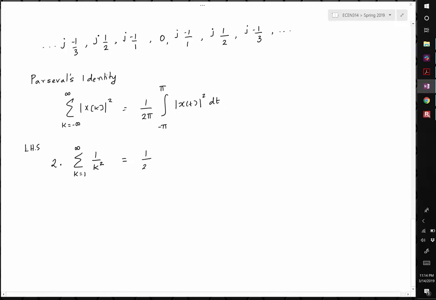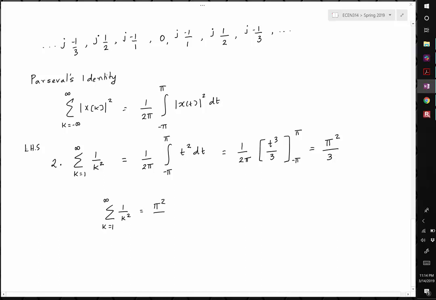So this must be equal to 1 over 2 pi times the integral from negative pi to positive pi of t squared dt, which is 1 over 2 pi times t cubed over 3 between negative pi and positive pi, which when you substitute the limits, you get pi squared over 3, which tells you, dividing both sides by 2, that the sum of 1 over k squared is pi squared over 6, which is indeed the solution to the Basel problem.